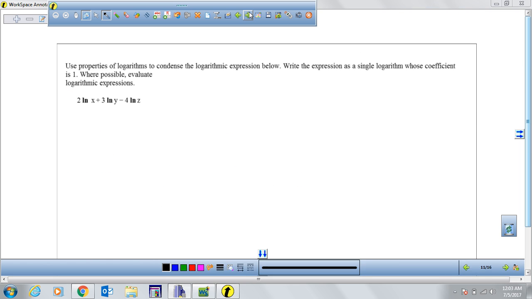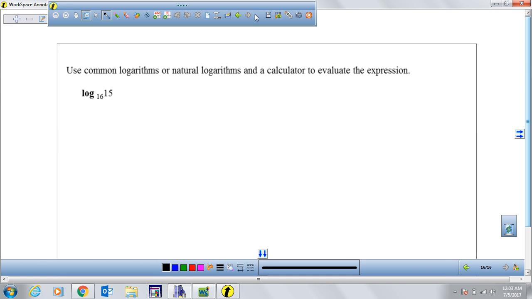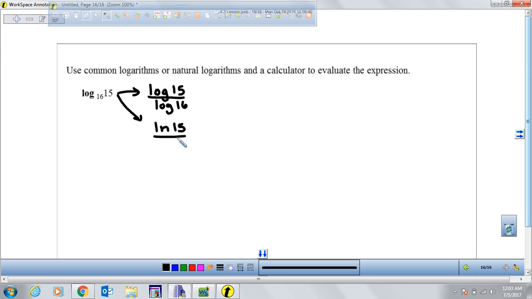So we are going to answer the last question in this section, which is going to be this. What I want you to do is use either common logarithms, which is log, or natural logarithms, which is ln, in a calculator to evaluate this expression. So how do we put this in the calculator? There are two different ways in which we can evaluate it. The log base 16 of 15, you can write it as log of 15 divided by log of 16. Or you can write it as natural log of 15 divided by natural log of 16. Either way that you do it, it's going to give you the same result.